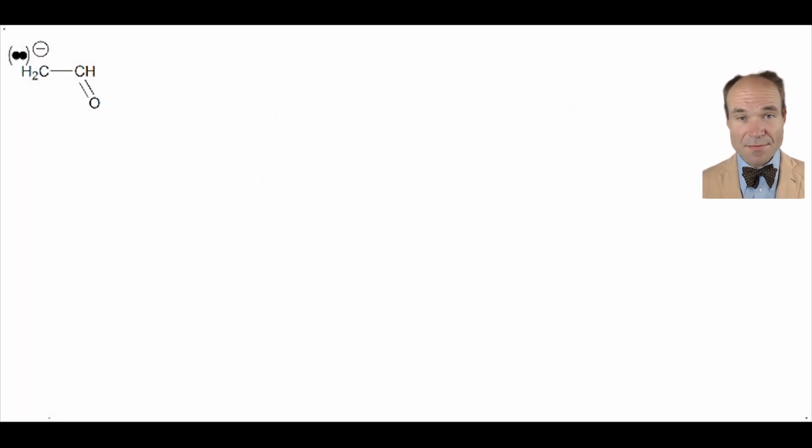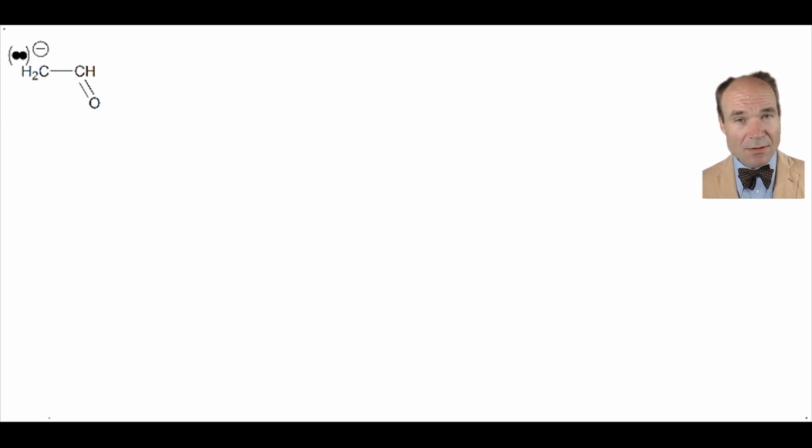You can see that this molecule has a negative charge on the carbon. Now that means there must be a lone pair of electrons there. I put it in brackets for now, but very soon I won't be drawing the lone pair, but I will always be giving you, for example, a negative charge.